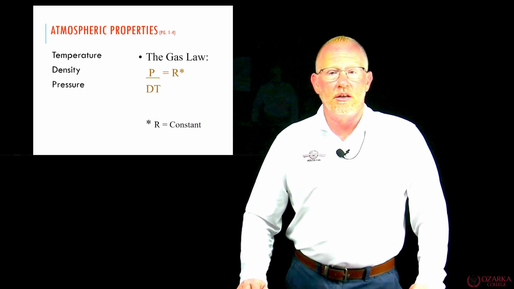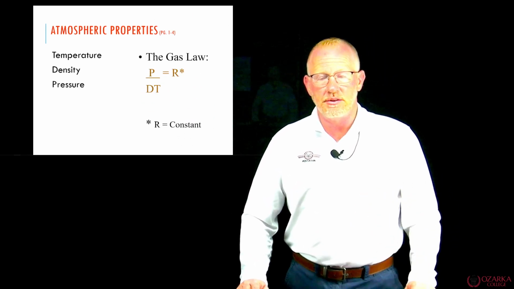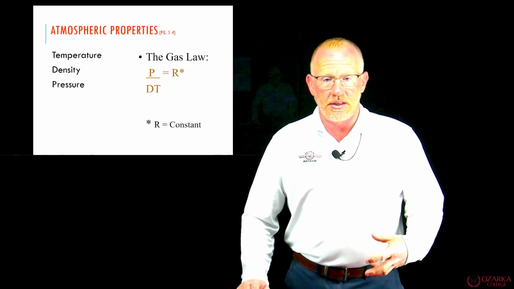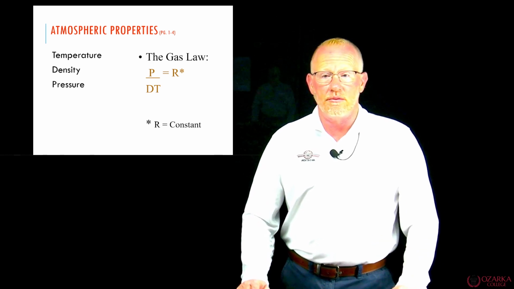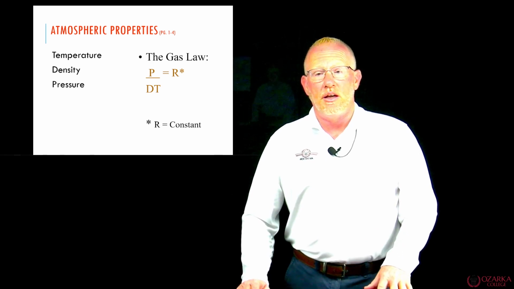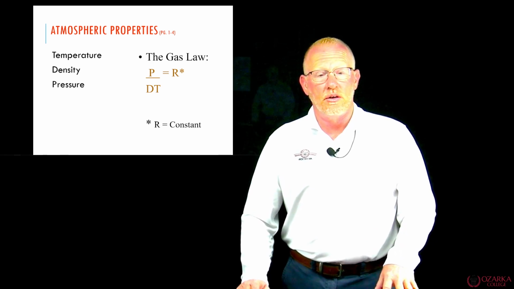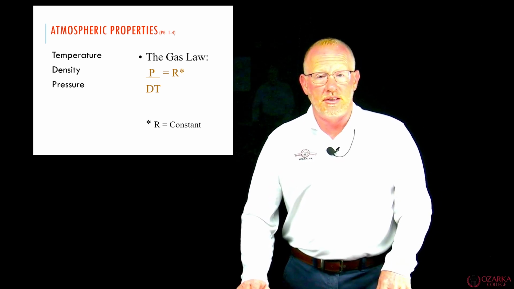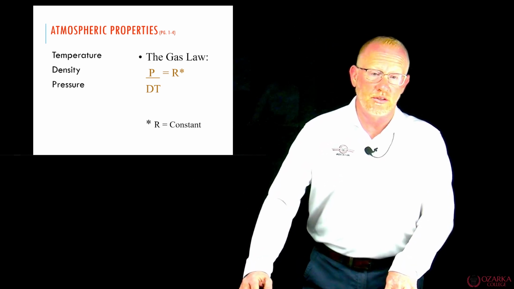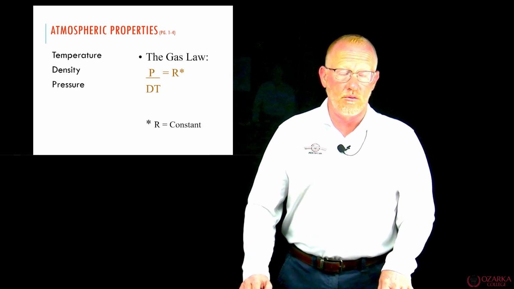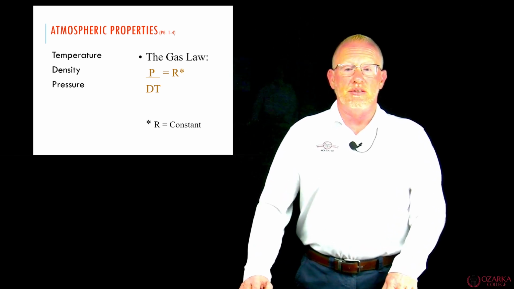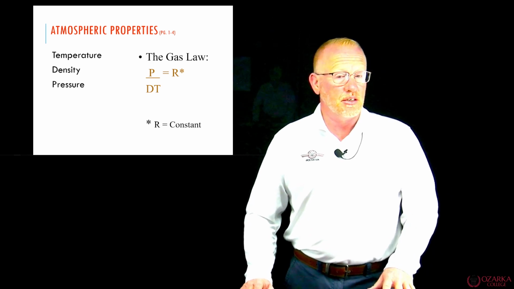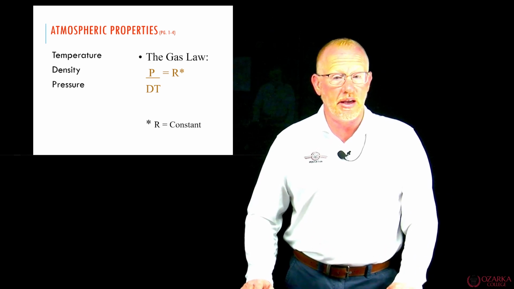So let's look at our atmospheric properties. Now, there's three things that take place in the atmosphere that you need to be aware of, all right? And these things are temperature, density, and pressure. Now, when you combine these things, this forms what is known as the gas law. The gas law states that if you take pressure and you put that over density and temperature, it gives you a constant.